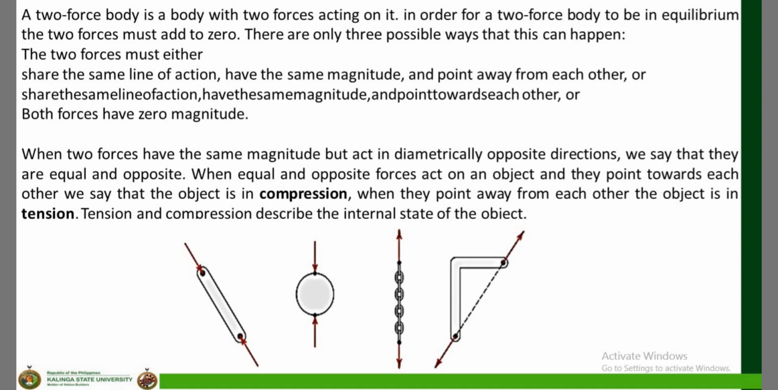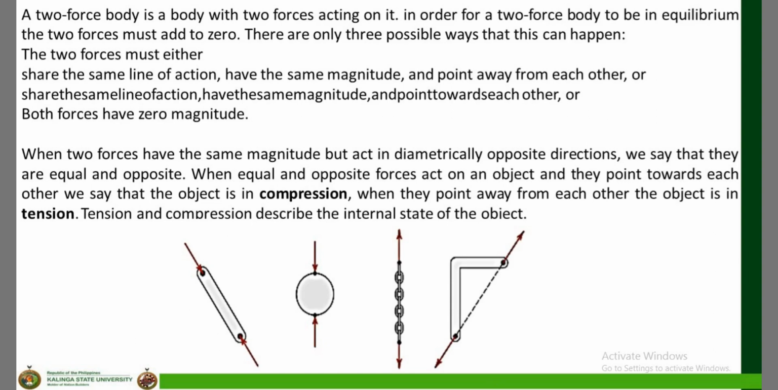So when two forces have the same magnitude but act in diametrically opposite directions, we see that they are equal and opposite. When equal and opposite forces act on an object and they point towards each other, we see that the object is in compression. When they point away from each other, the object is in tension.